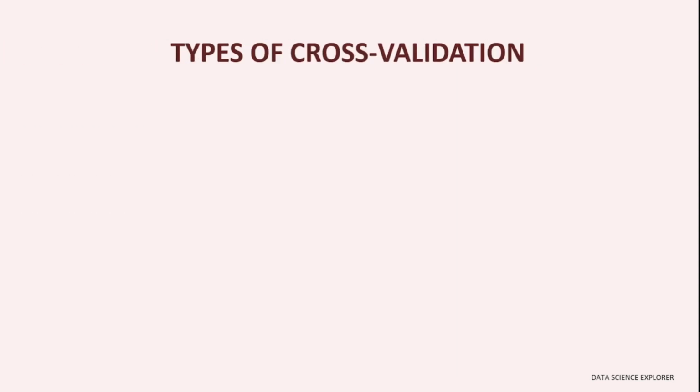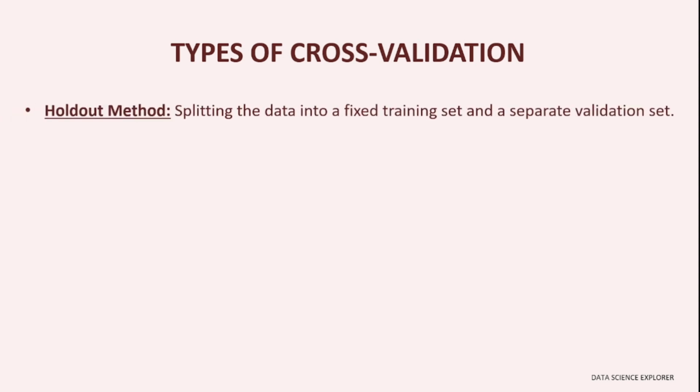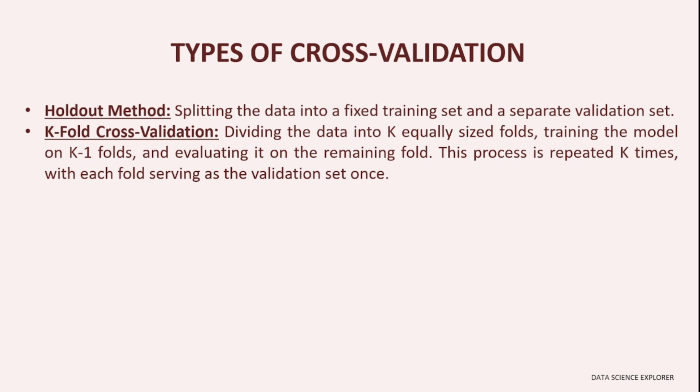There are different types of cross-validation techniques, the first one being the Holdout Method. This is the simplest form of cross-validation. It involves splitting our data set into a training set and a separate validation or test set. While straightforward, this might not be suitable for smaller data sets due to limited data availability for both training and evaluation.